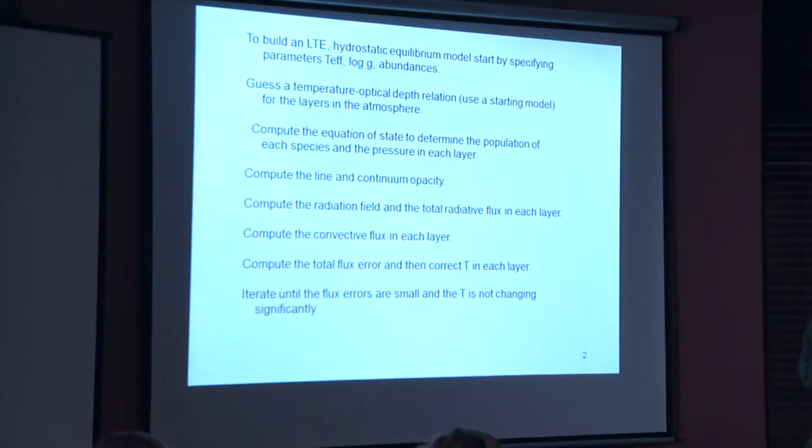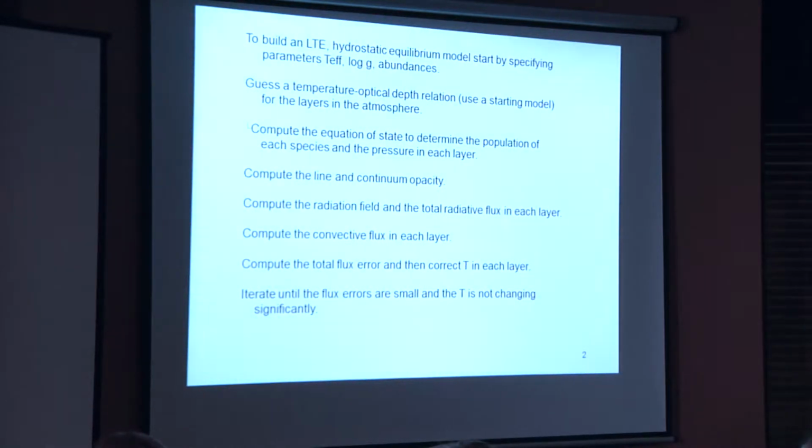Since there are already thousands of models available, you take a starting model to guess what the temperature optical depth relation is in the atmosphere. Then you compute the equation of state, the number densities for all the species. Using those number densities, you compute the line and continuum opacity. Then you compute the radiation field and the flux that the radiation field produces.